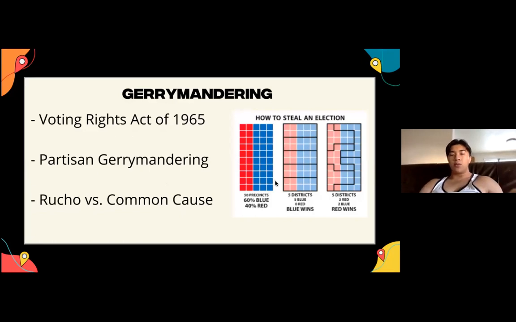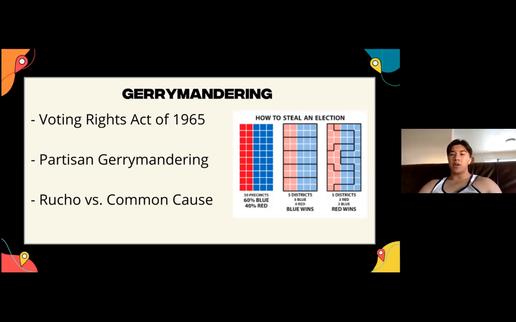So another important term in redistricting is gerrymandering. I think this is the part of the process that people are most familiar with. Gerrymandering is the act of redrawing lines in order to control the votes of a certain area.